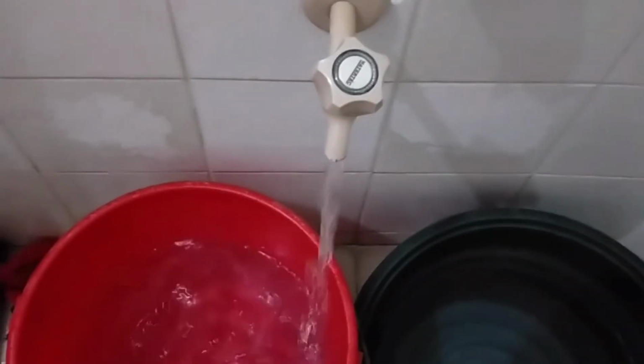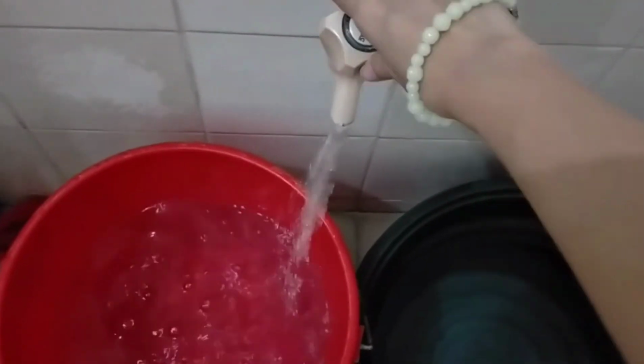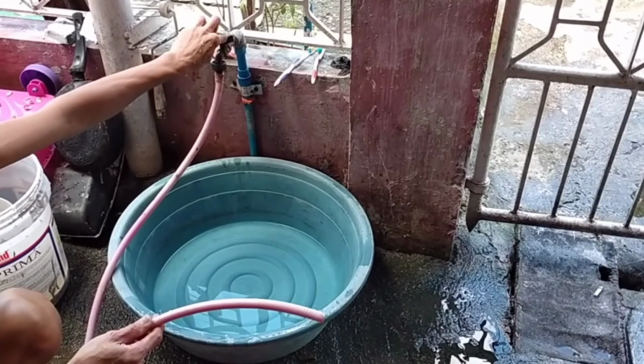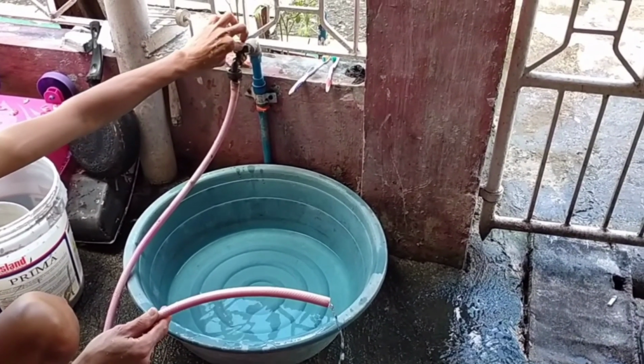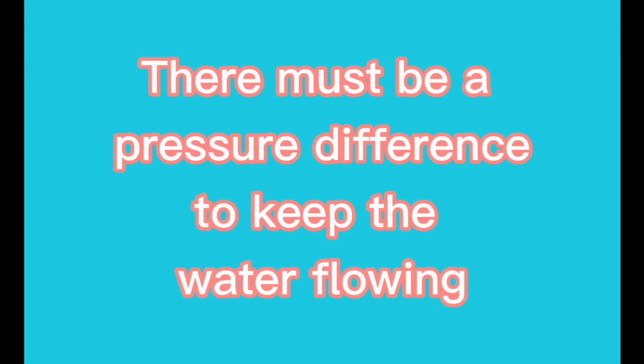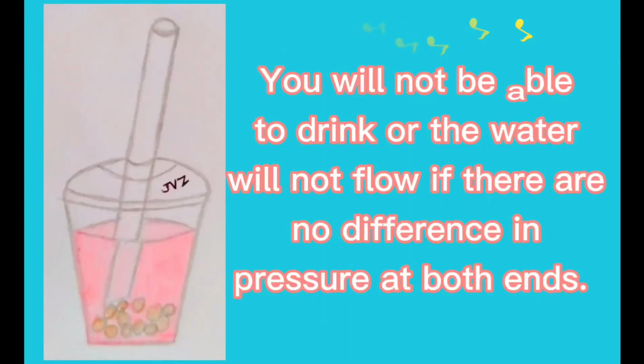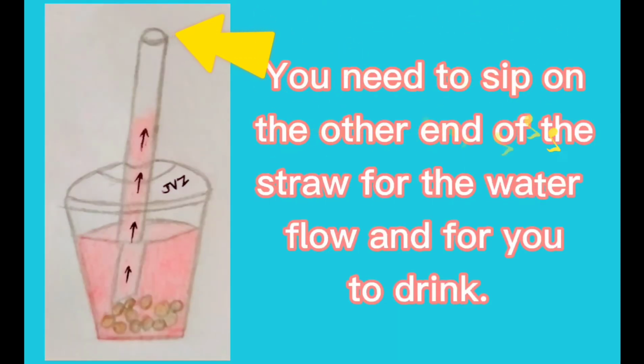Para magbigay linaw, gamitin nating halimbawa ang mga water pipe o tubong daluyan ng tubig. The water in the pipe will not flow unless there is a pressure difference that keep the water flowing. Meaning, kinakailangang may magkaibang pressure sa tigkabilang dulo nito. Same din ng mga straw. Hindi ka makakainom dahil hindi dadaloy ang tubig o ang milk tea kung walang pagkakaiba sa pressure na nasa loob ng straw. Kailangang magkaroon ng pagkakaiba sa pressure sa tigkabilang dulo nito. At paano yun mangyayari? Kailangan mong sumipsip sa kabilang dulo ng straw. In that way, magmumove na ang water o ang milk tea at makakainom ka na.